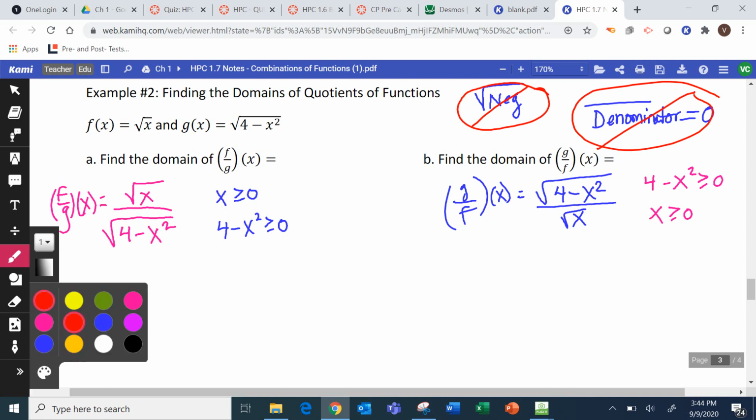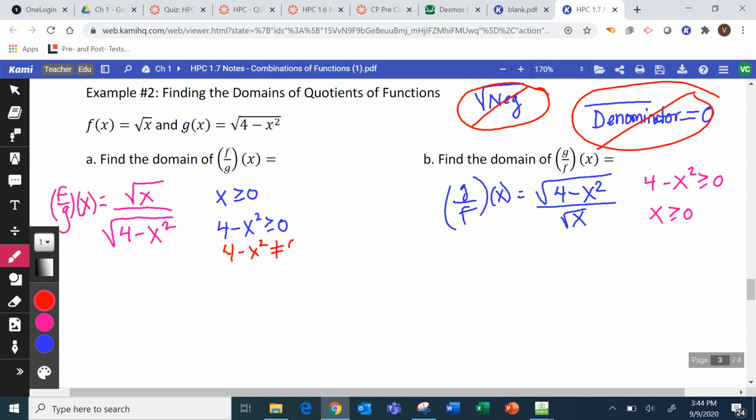But we also need to talk about the denominator can't be 0. So in this denominator, we have 4 minus x squared. That cannot equal 0. Well, that's telling me that this little guy is not really there. Over here, the denominator is square root of x, so x itself cannot equal 0. So that's just telling me that this little thing is gone. So we still have the majority of what we wrote up there.